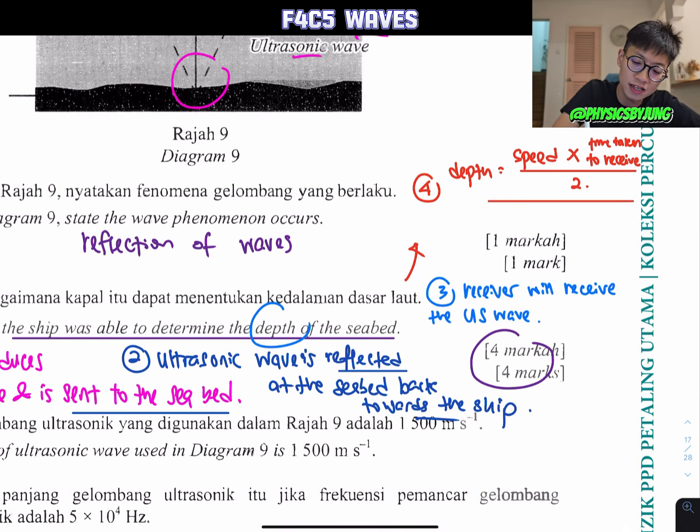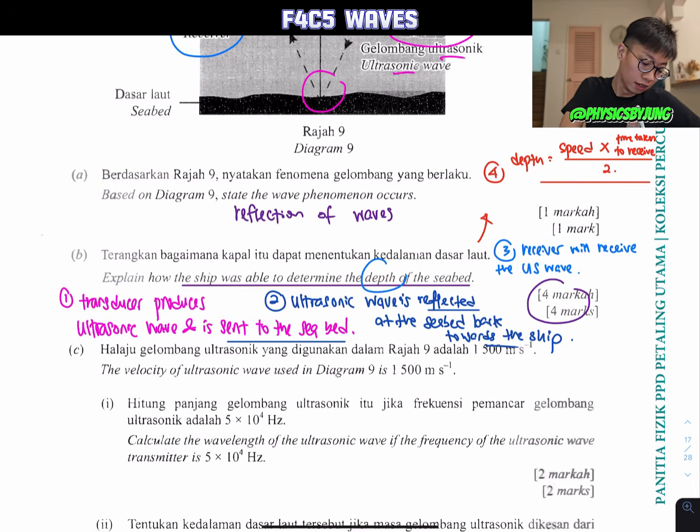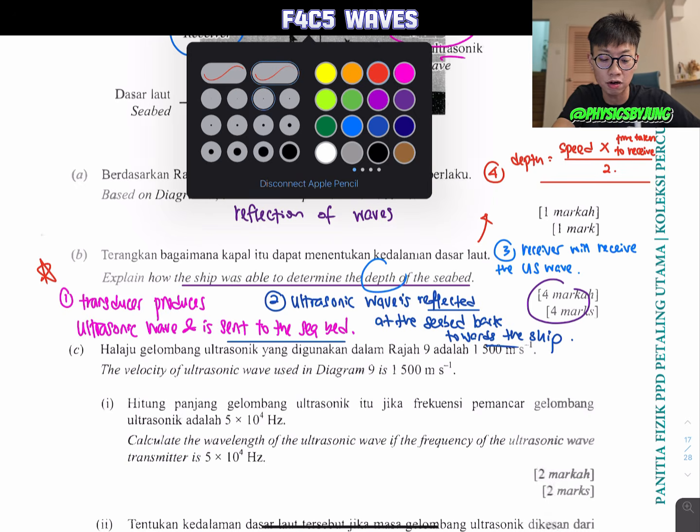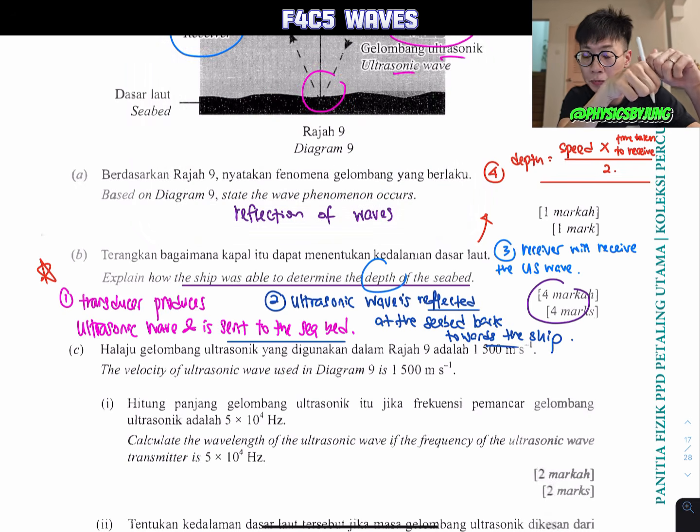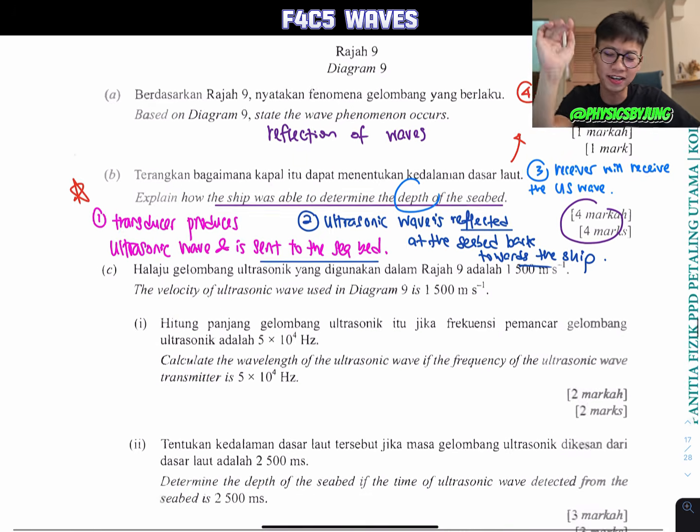So you just have to write this down. So the depth of the seabed can be determined by using speed multiplied by the time taken for the ultrasound to be received, divide by 2. So this is how you get these 4 marks. Now, this question is considered quite difficult because you need to have formula and you need to use all these keywords like reflected and so on. Okay, but should be fine.